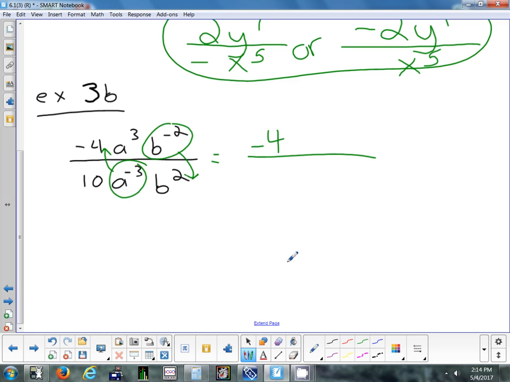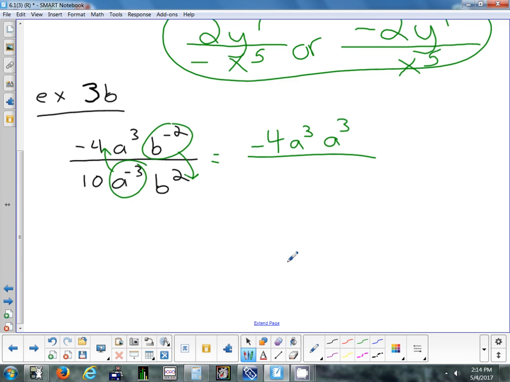Anything else going to stay on the top, Jordy? Look at the board. Don't look at your hand. A. Keep going. B. A to the power 3. Good. No, I can't do anything with those. Now, what's coming to the top? A to the -3, right? It's on the bottom. I'm going to move it to the top to make the exponent positive.